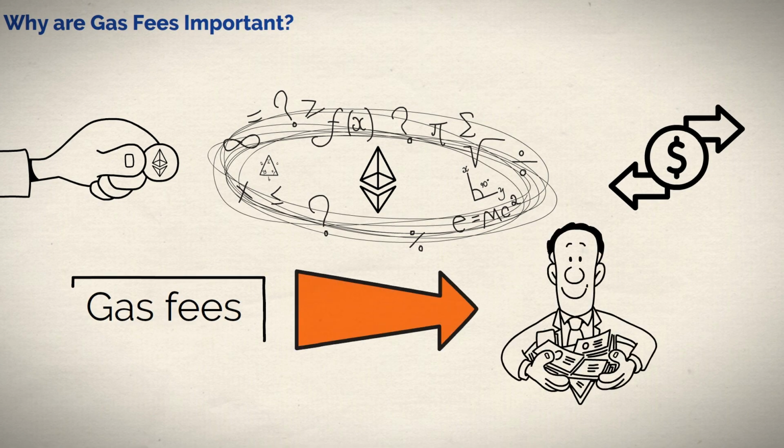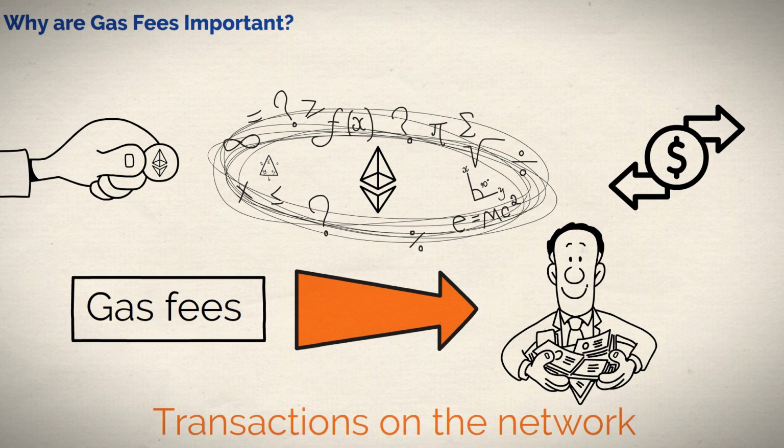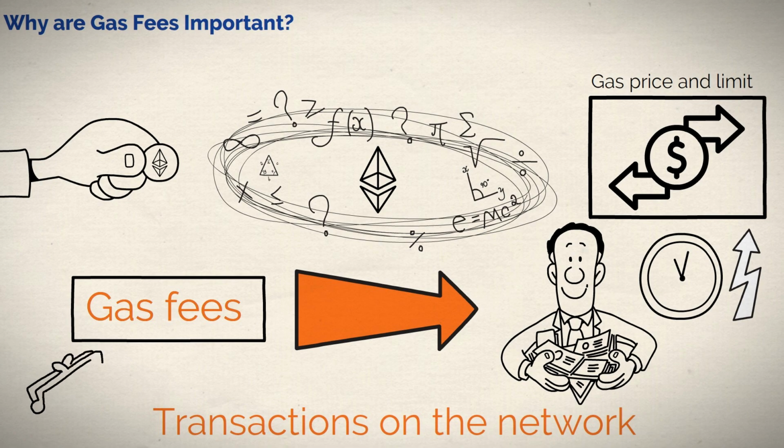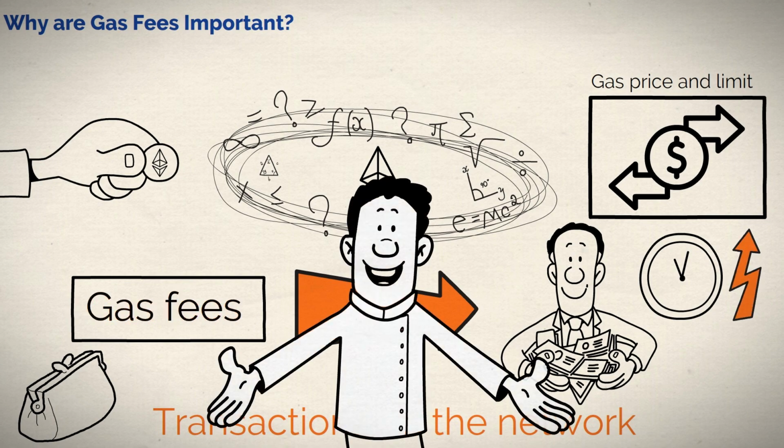Gas fees also play a crucial role in prioritizing transactions on the network, namely, who gets served first. When you put through your transactions, you can specify a gas price and limit, determining its processing speed. Naturally, transactions with higher gas fees get processed faster than those with lower fees. This system ensures that if you are willing to pay more for faster transactions, you have a better chance of processing their transactions quickly.